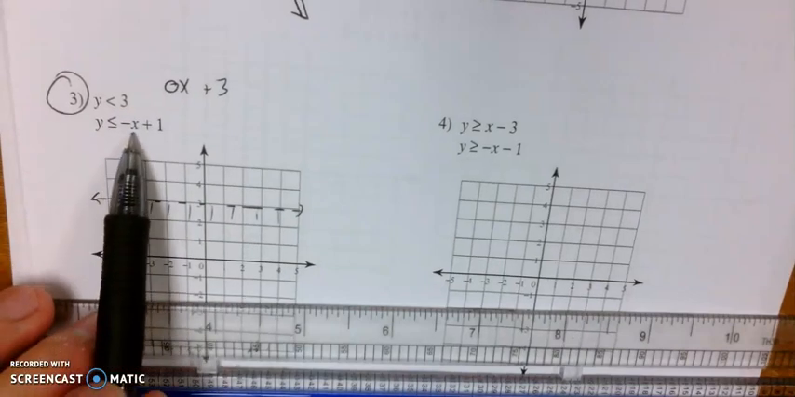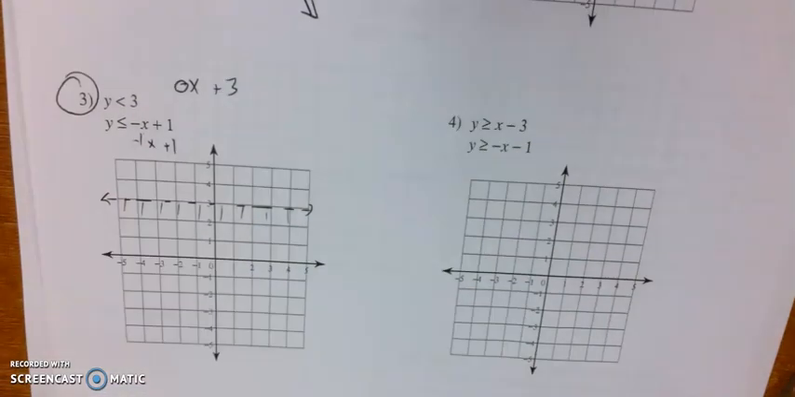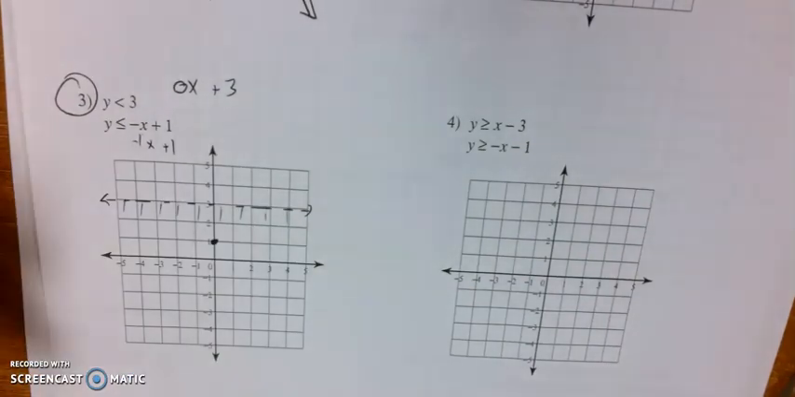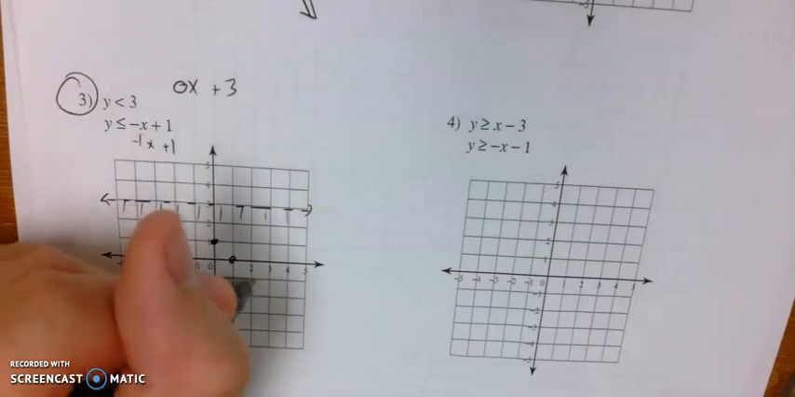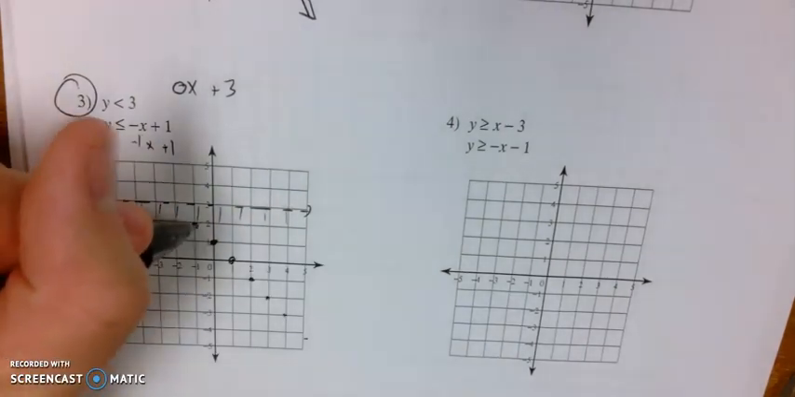Next up, I've got -x. Well, that's a -1x plus 1. So my y-intercept here is going to be a +1. And my slope is down 1 over 1, down 1 over 1, down 1 over 1, so on and so on and so on. Or I could go backwards, up 1 and backwards 1.